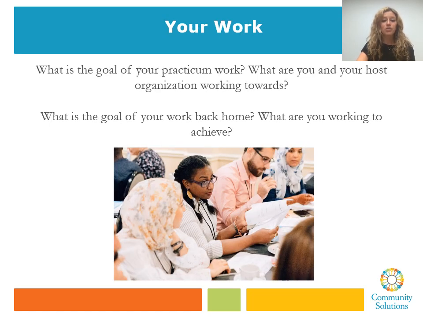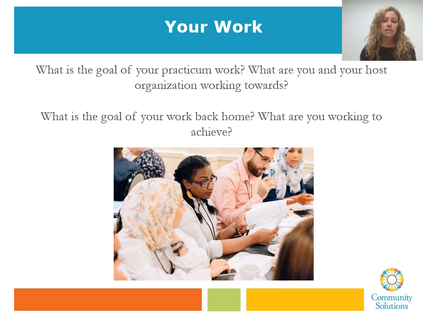Welcome back. So next, let's reflect on the goals of your work at your host organization and home organization. Now, what are you working towards at both of these places? Some of you may have a few different jobs or volunteer activities back home, so you can pick one or combine the goals of the work that you do for social impact back home. So let's think about what some of those goals of your organizations might be.